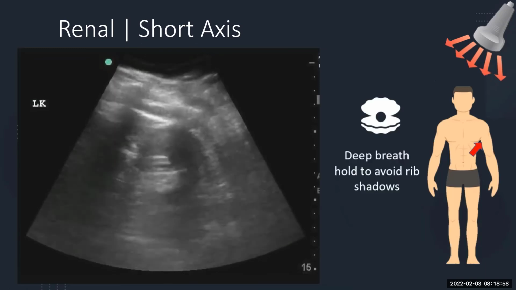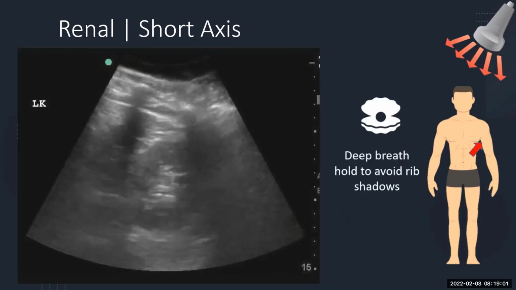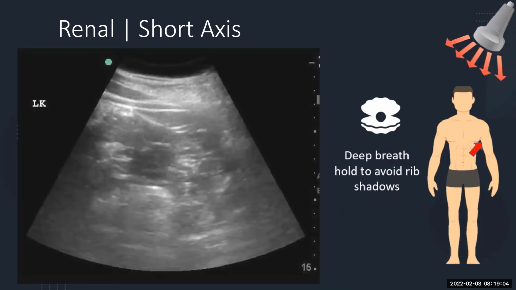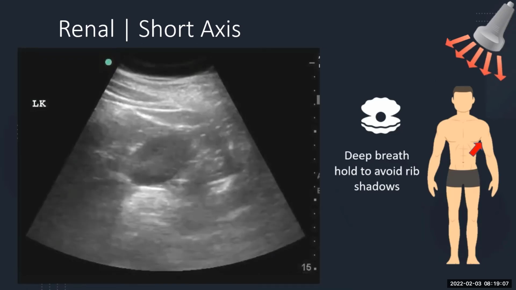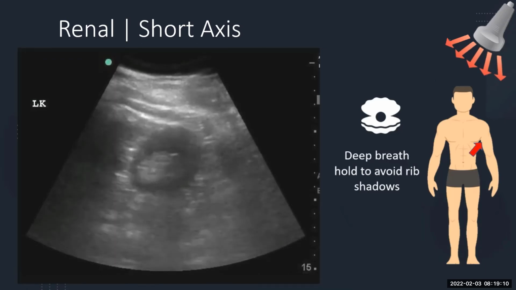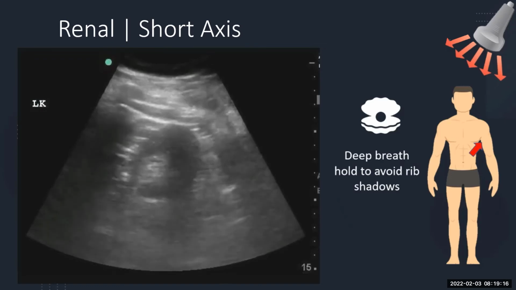And a little pro tip for this one, the ribs oftentimes cause shadowing and get in the way, especially in the left kidney. So you can have the patient take a deep breath in. That expands the lungs, pushes the diaphragm and the abdominal organs down out of the way of the ribs. So that's an important thing to remember if you're having difficulties getting this image.